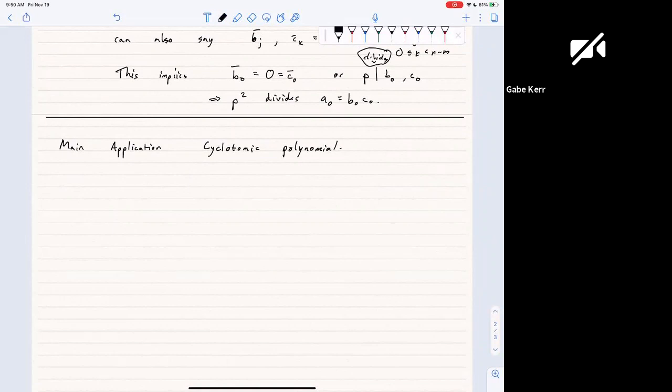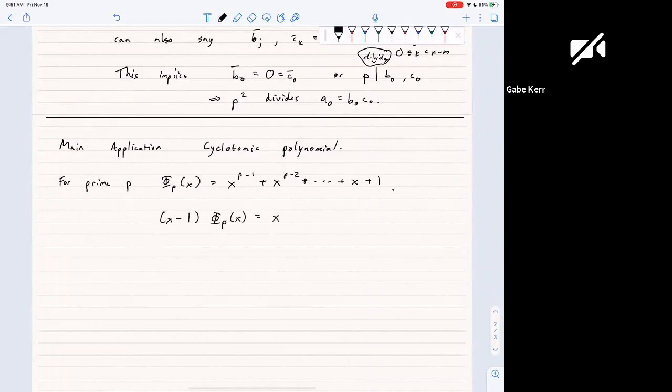But I'm going to stick with, well, I'll say what it is for a prime, and then you can ask me about the general case if you want. So for an integer prime p, the polynomial Φ_p(x) is x^(p-1) + x^(p-2) + ... + 1. Very simple polynomial. And you have a simple equation: if I multiply this times (x - 1), I get x^p - 1.